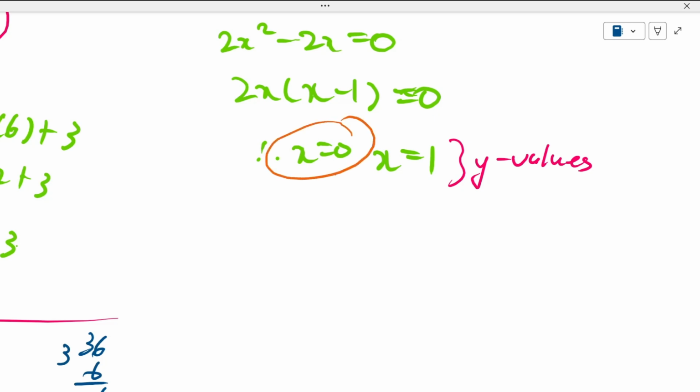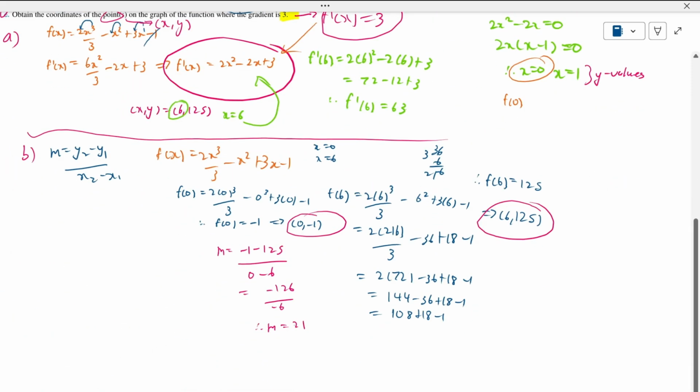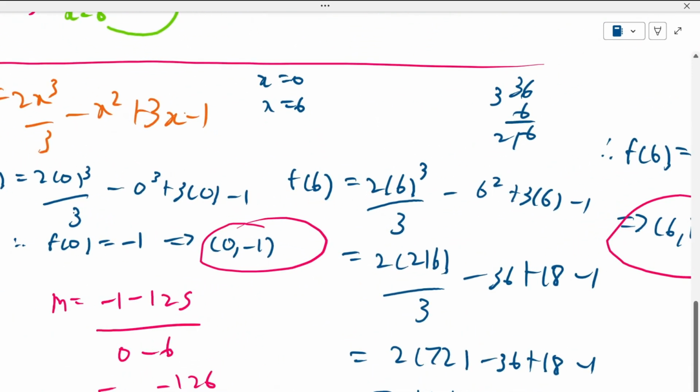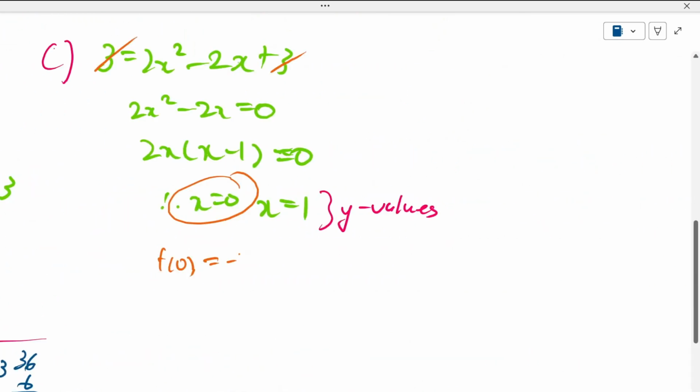First, let's start with x equals 0. So we're going to have to find what f of 0 equals. We've actually done this here already with the average rate of change. So we know that f of 0 is negative 1, which means that the point is going to be 0, negative 1. Okay, great. Now let's do x equals 1.